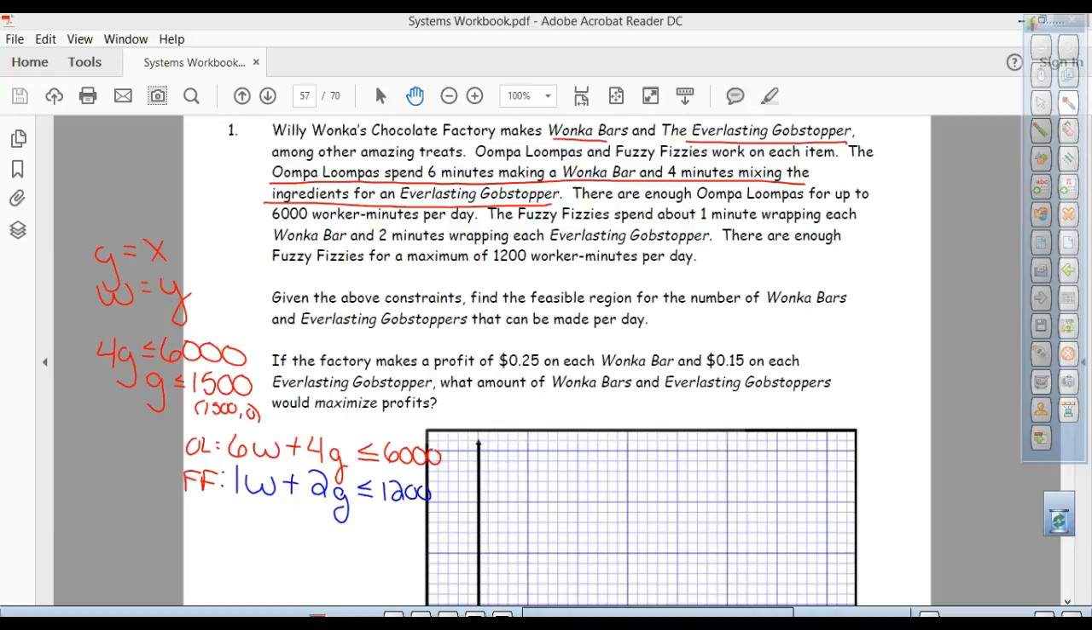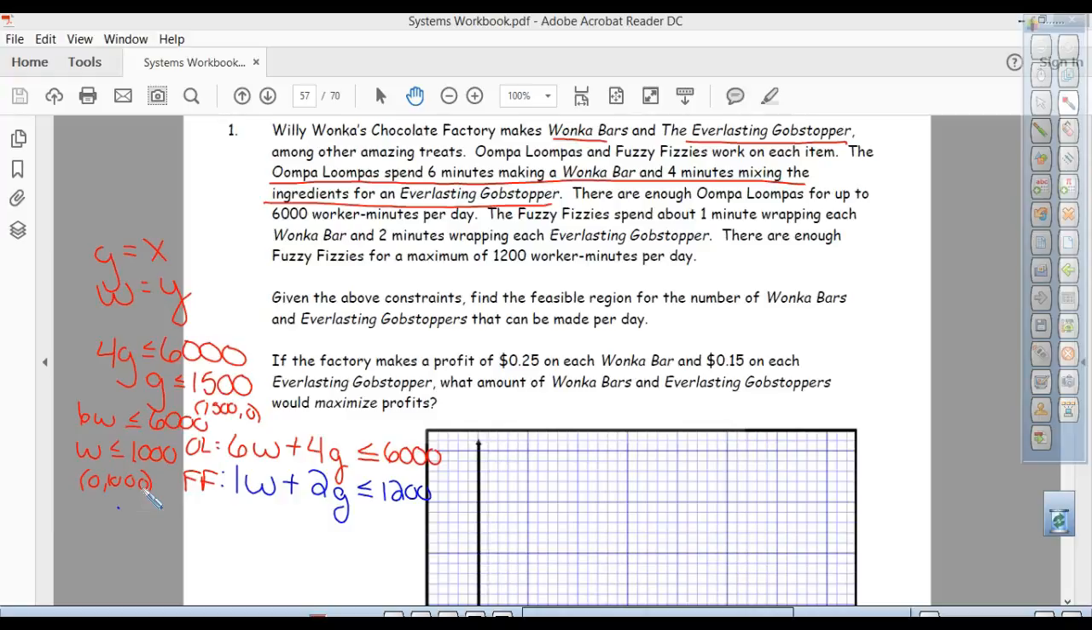All right, so now let's do our bottom one. 2G, oh wait, we got to do our other one, right? I'm sorry. We got to cover up our 4G. We have 6W is less than or equal to 6,000. So W is less than or equal to 1,000. So this point is 0, 1,000.